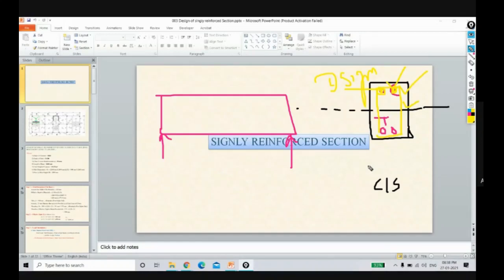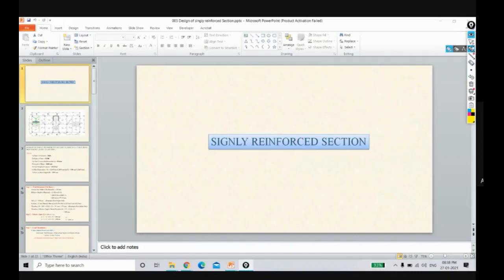That is the first thing. The second thing is where we have to provide the singly reinforced section and doubly reinforced section. Basically, many criteria are there to decide between providing a singly reinforced section and a doubly reinforced section.